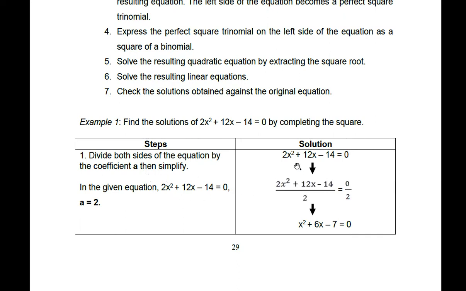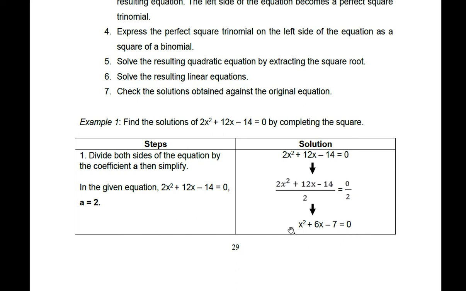So what is the value of our a? So this is our a, this is our b, and this is our c. So the value of a is 2. So we need to divide the expression by 2, including the 0. So divide by 2: 2 divided by 2 is 1 dito, 12 divided by 2 is 6, negative 14 divided by 2 is negative 7, and 0 divided by 2 is 0.